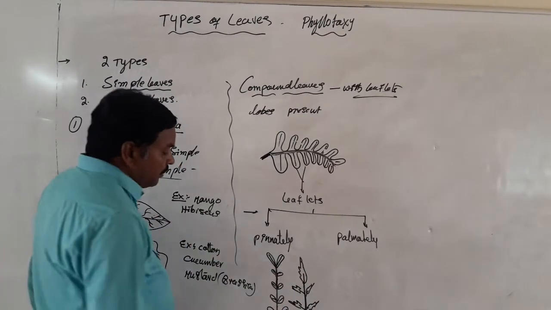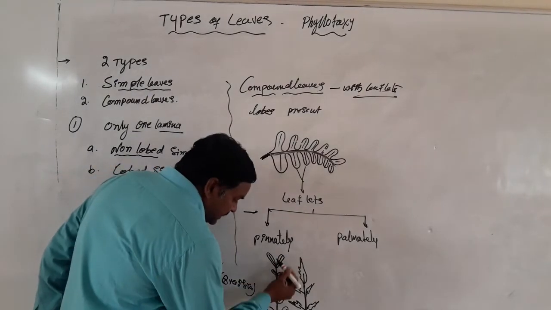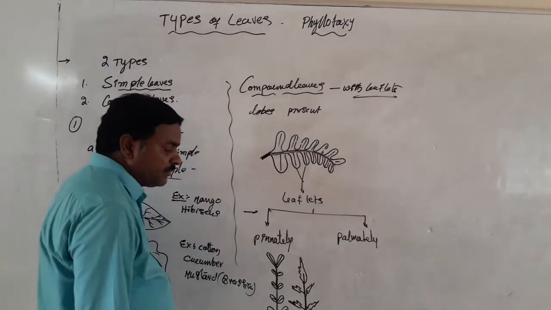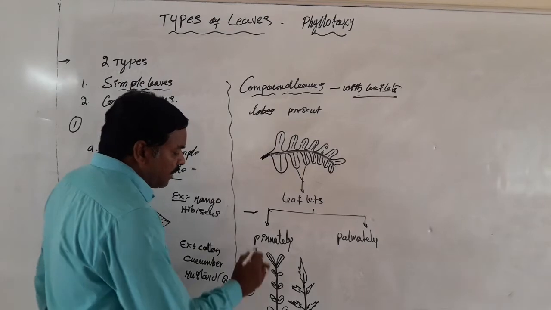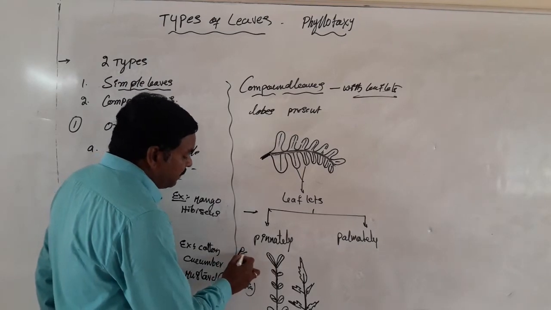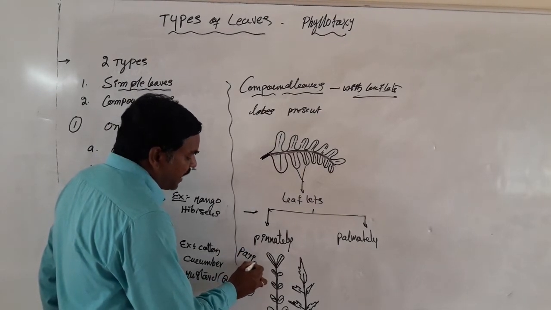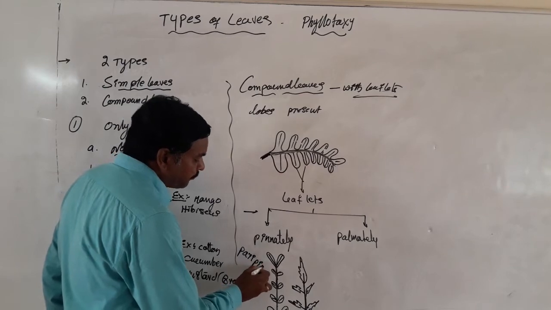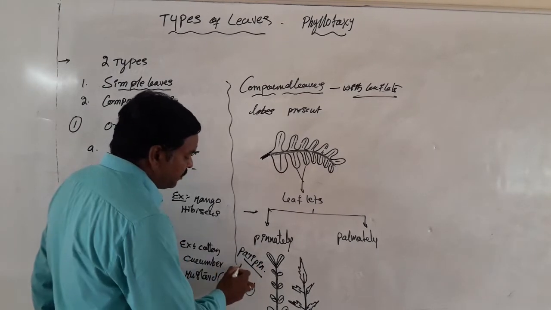So, when the rachis terminates into a pair of leaflets, this is called paripinnately compound leaf. Example, Tamarindus.